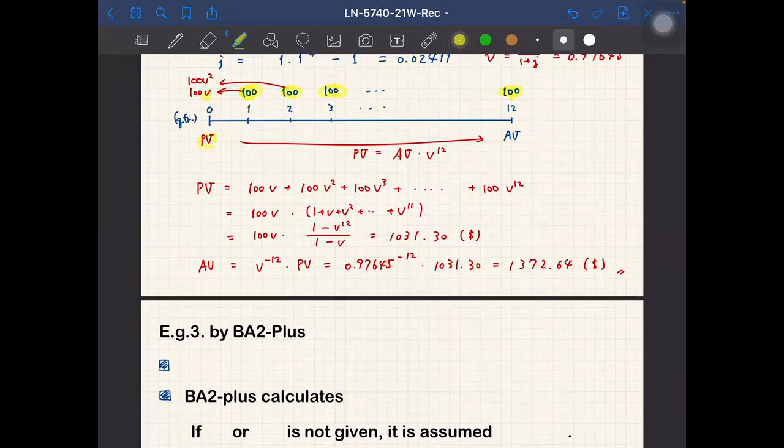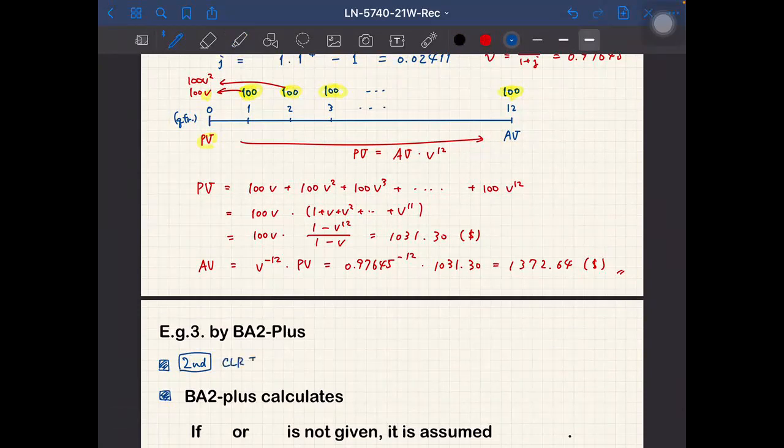To choose that, we at first, in the BA II Plus, push the second button. The second button is maybe the second one from the top and the most left. Okay, so second. Then the TVM function. So TVM. So clear TVM.